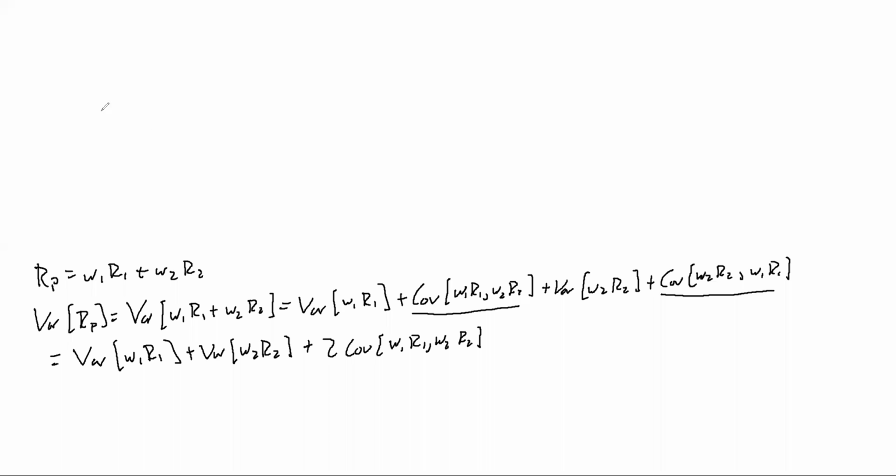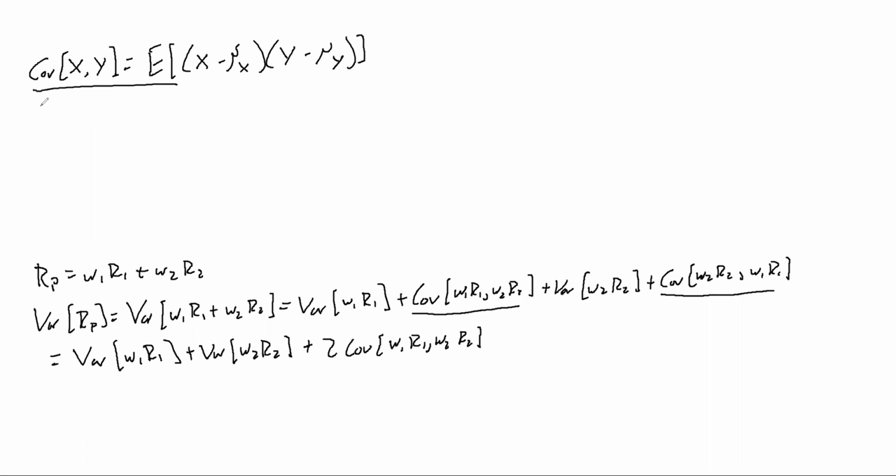So let's write that out. Let's do a basic example. So just two random variables, x and y. The covariance would be the same as the expected value of x minus the mean of x multiplied by y minus the mean of y. We can apply this to this term down here, the covariance between weight 1 times R1 and weight 2 times R2. Again, where the weights, the W's, are constants and the R's are our returns.